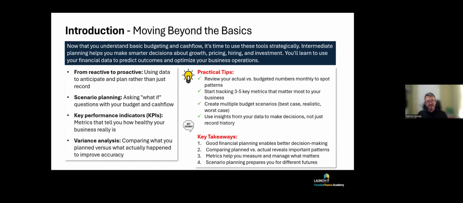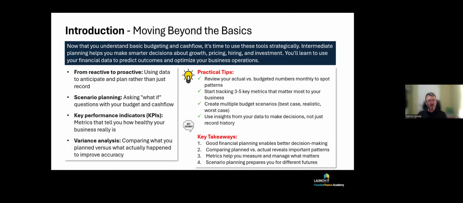So now that you understand budgeting and cash flow, it's important to look at how you would use those more strategically. So how can budgeting and cash flow help you make better decisions about your business, about when and how to grow, where to make investments, and also how to predict how your business might perform over time. So moving from reactive to proactive.